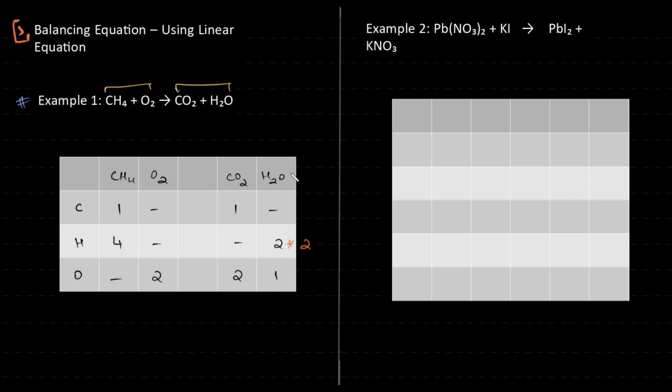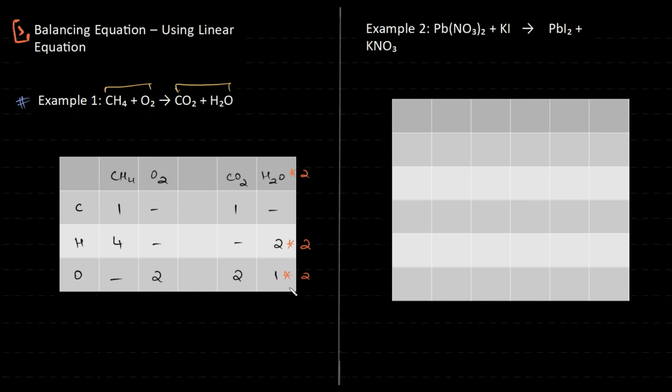Multiplying this with 2 means by default you are multiplying H2O with 2. Only then will you have 4 hydrogen, is it not? Does it make sense? I'm multiplying H2O with 2, only then the hydrogen becomes 4. And if I'm multiplying H2O with 2, this also will become 2, because there are 2 oxygen, is it not? I'm changing the scenario.